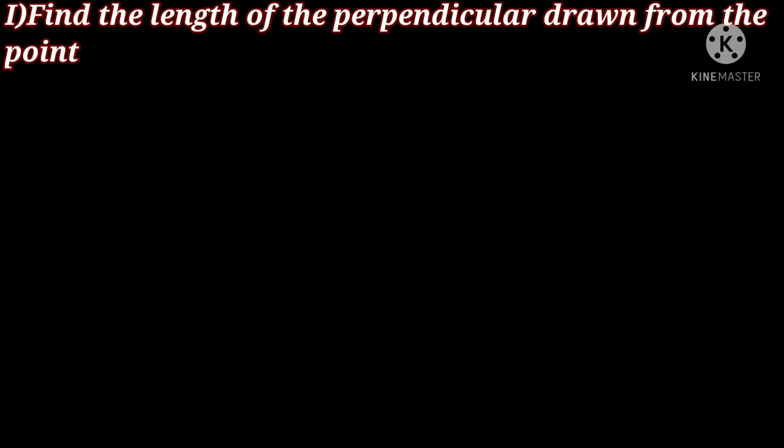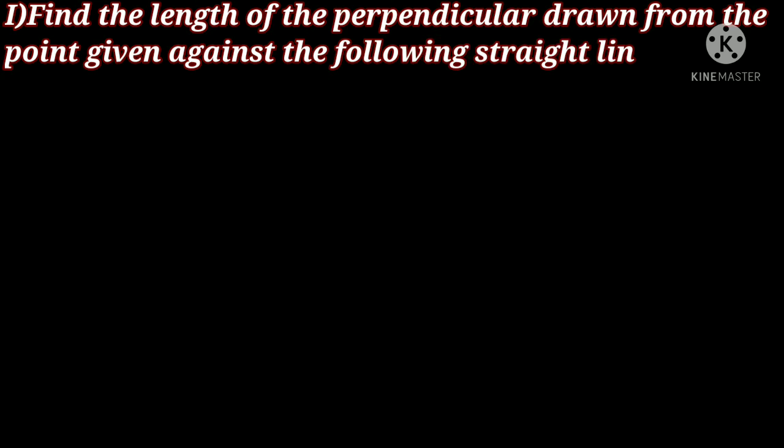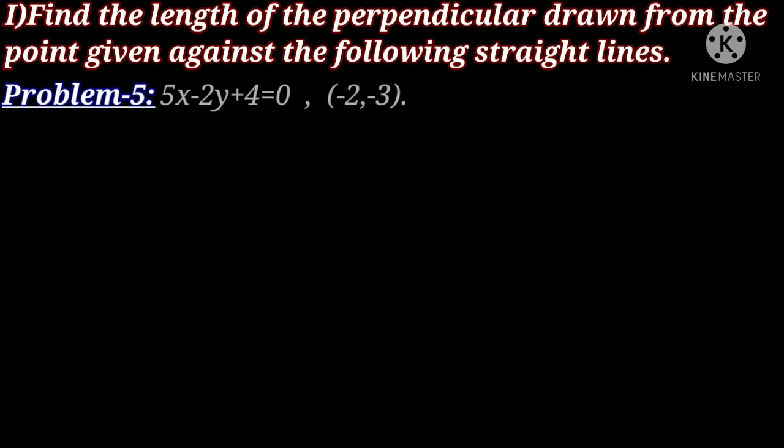The straight line, exercise 3D, section 1. Find the length of the perpendicular drawn from the point given against the following straight lines. In this we have three problems. In that, problem number 5: 5x minus 2y plus 4 equal to 0, point (minus 2, minus 3).